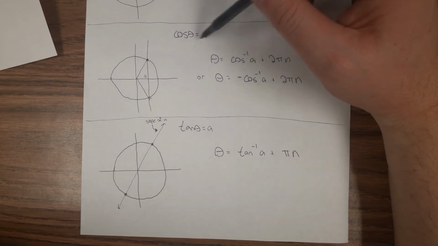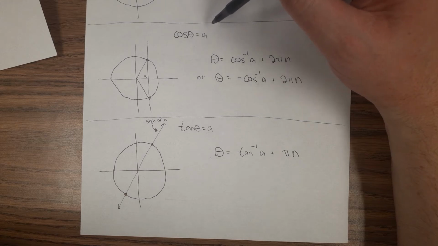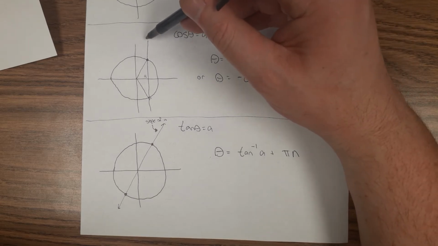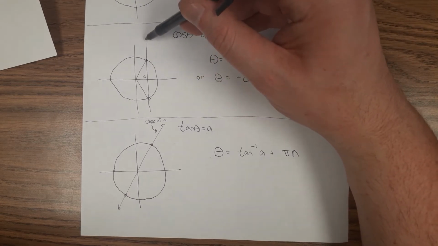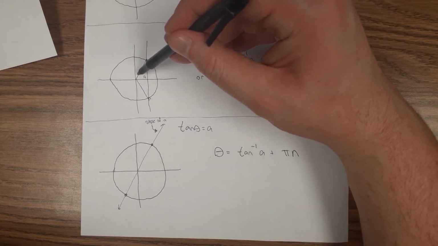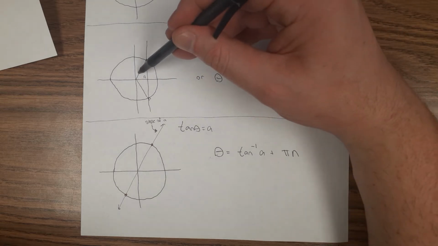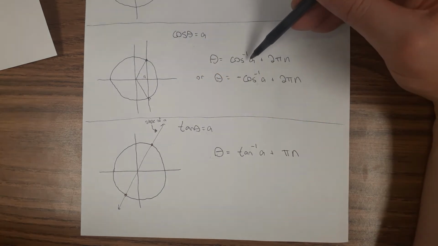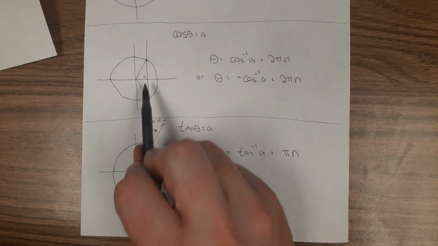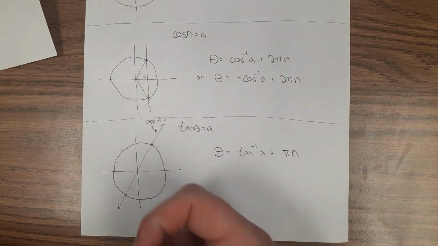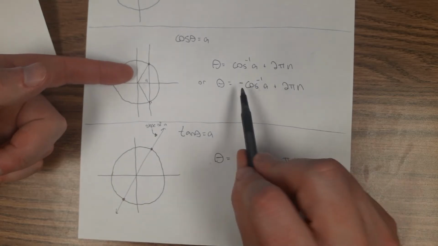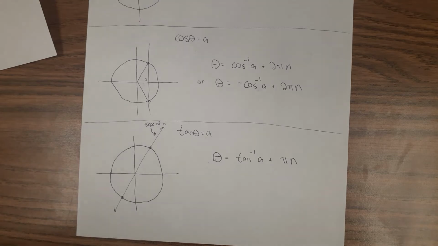Let's talk about the same idea, but for cosine theta equals A. Remember, cosine is the x-coordinate of a point on the unit circle, so I draw a vertical line. These are all the points with an x-coordinate of A, and then I would be looking for this angle and also this angle. This angle is arc cosine of A, and of course I can add any multiple of 2 pi to that. This angle down here, because of the symmetry of the circle, is just the negative of this angle up here, so it's just negative arc cosine of A plus any multiple of 2 pi.